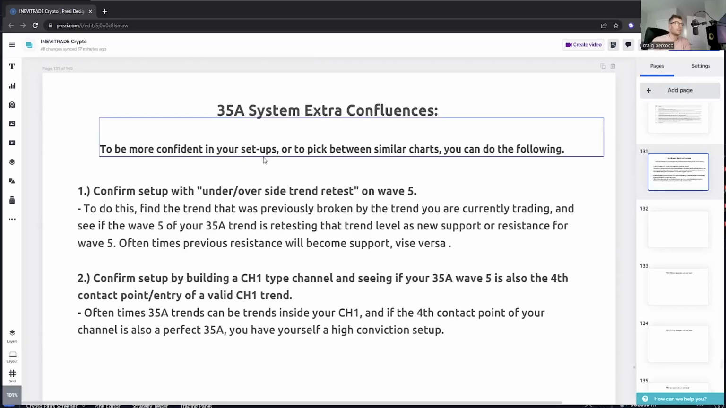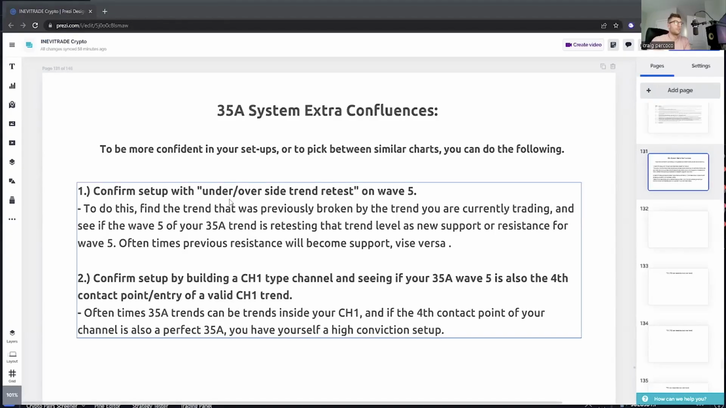So to be more confident in setups or pick between similar charts, you can do the following, right? Say we're drawing out all of our charts and we have 4 or 5 different patterns that basically look the same. We have one on XRP, ADA, BNB, and Solana. We want to pick the chart that is going to give us the best technical entries and that looks the most technically sound if all of them are basically the same concept.